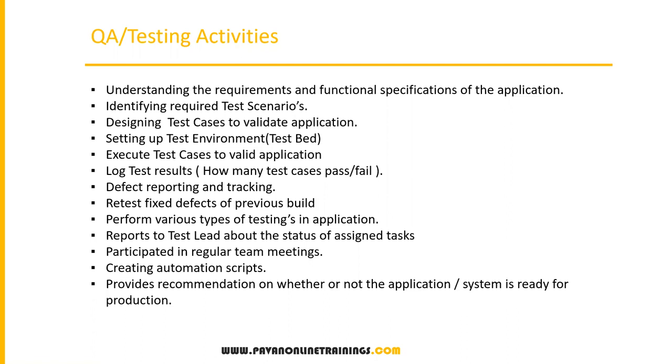So if automation is already done, you can execute those automation test cases. They will make sure the retest cases, regression test cases got passed, and the rest of the features you can execute manually. Okay. Then provides a recommendation on whether or not the application or system is ready for production. This is another very, very important role or responsibility of the tester, guys.